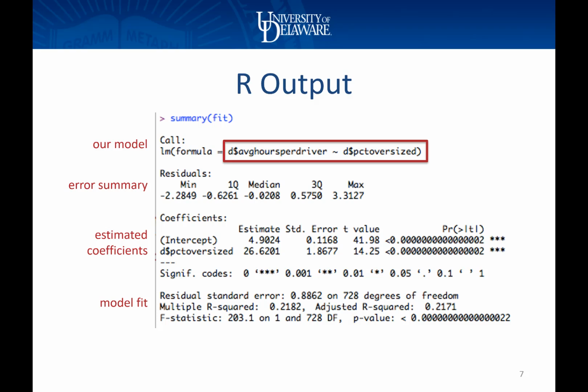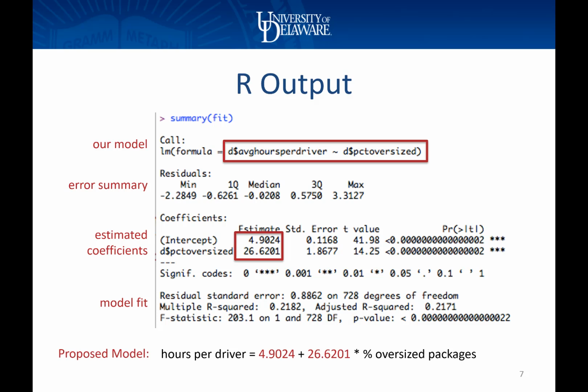First, a reminder of what our model looks like. We're predicting average hours per driver using % oversized packages. The estimated coefficients for the model are here. They are the first two numbers in that coefficient section. The estimate of the intercept is 4.9, and the estimate of the slope is 26.6.